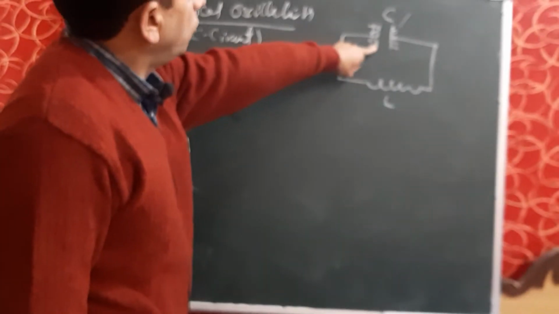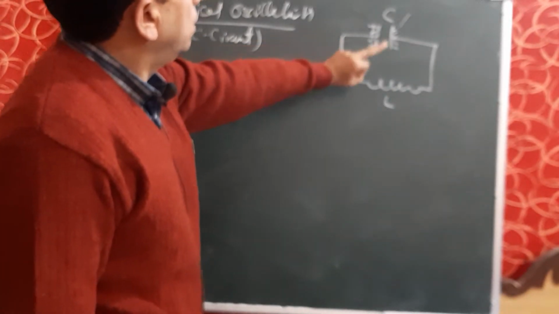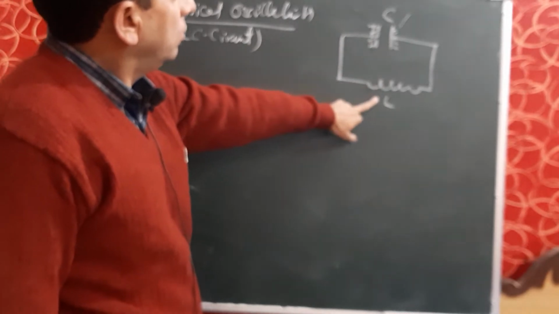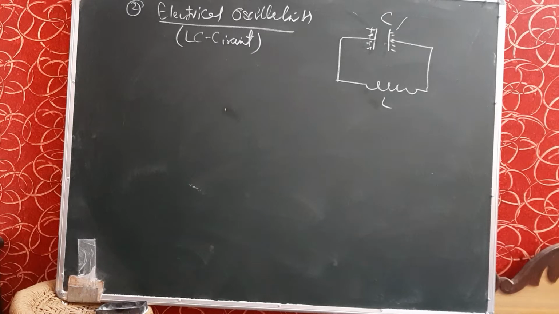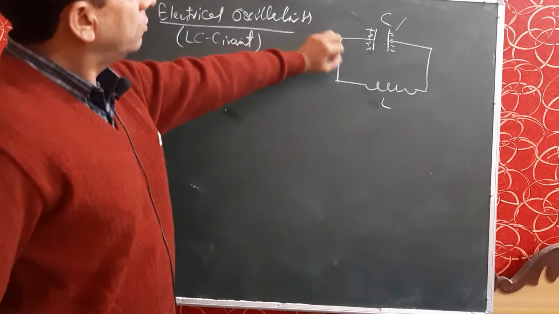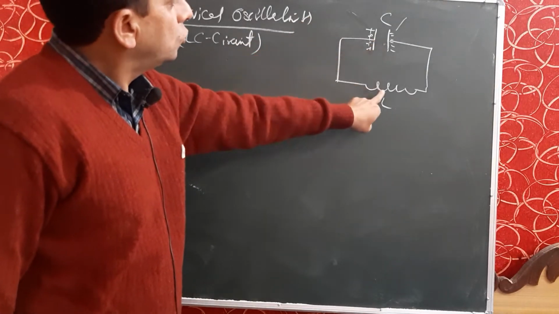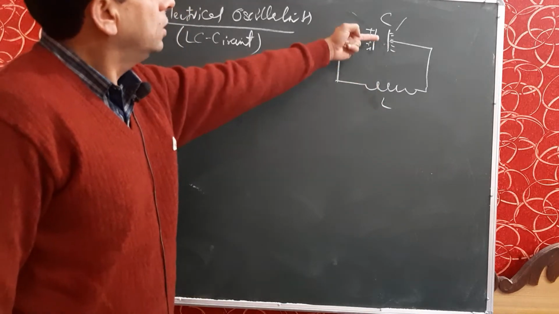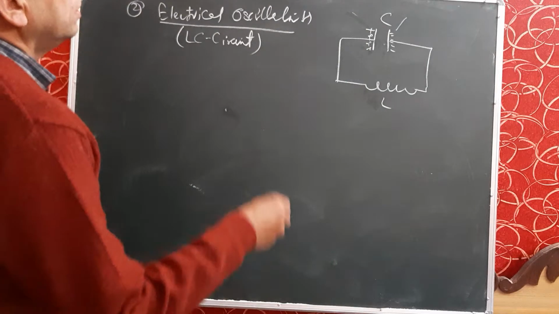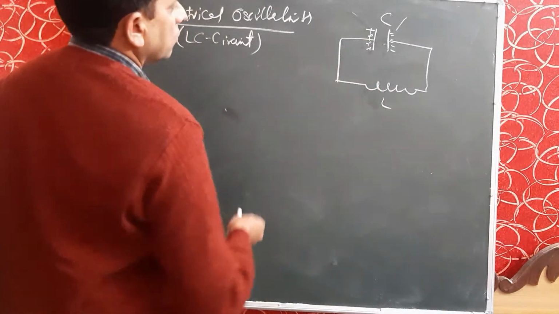You know that the capacitor is charged and stores energy in the form of electric field, and the inductor stores the energy in the form of magnetic field. So it is the conversion of energy from electrostatic to magnetic energy and magnetic to electrostatic energy. You know that there are four steps for this oscillator.